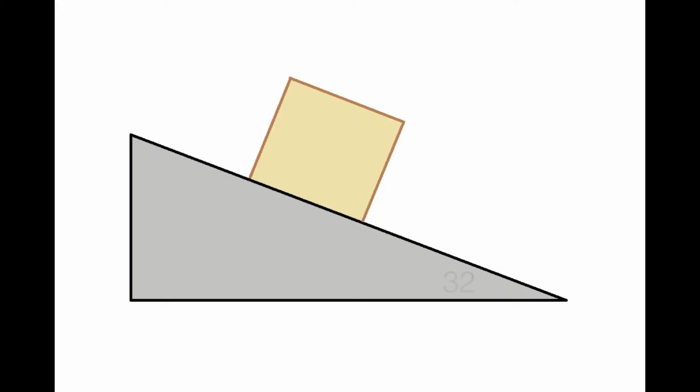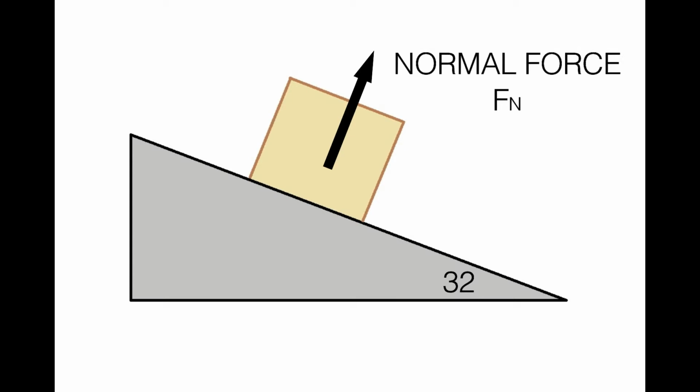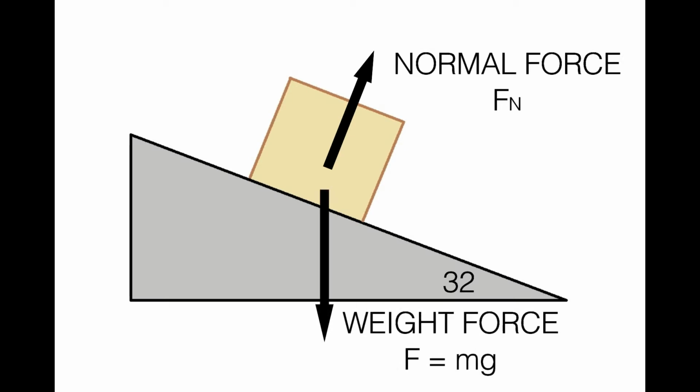Let us say that we have a 32-degree inclined plane or ramp, and a box that is put on it begins to slide down. What are the forces present in this situation now? We still have, first, the normal force, and next is the weight force. Always remember that the normal force always acts in a direction perpendicular to the surface.